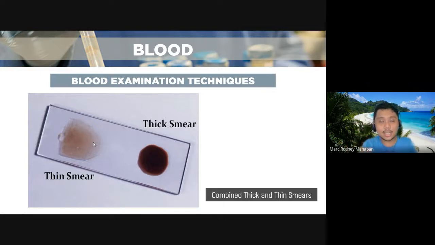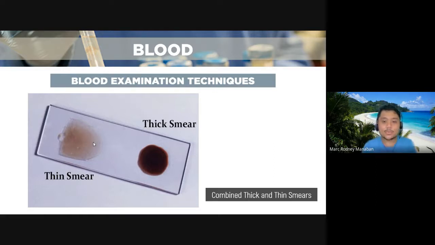You need at least 30 seconds because fresh whole blood needs stirring to avoid fibrin strands. But if you use anticoagulated blood, you don't need to stir the drops of blood for your thick smear for 30 seconds, because the blood is already anticoagulated. So only fresh whole blood needs the 30 seconds.